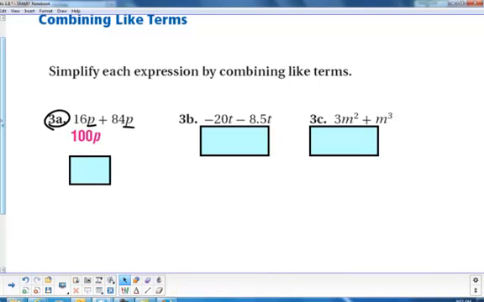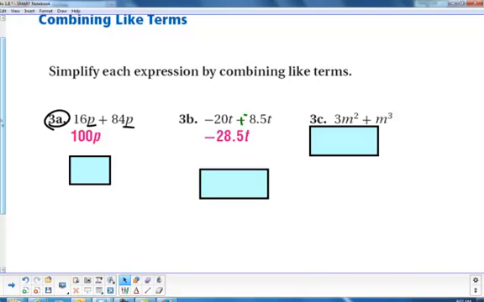In B, these are both t terms. I always slash and dash, so my minuses always become plus the opposite sign. So in this case, it's plus a negative. Negative 20 and negative 8.5 is negative 28.5, and then t is our like term. In the last one, m squared and an m cubed do not go together, so that's your answer.